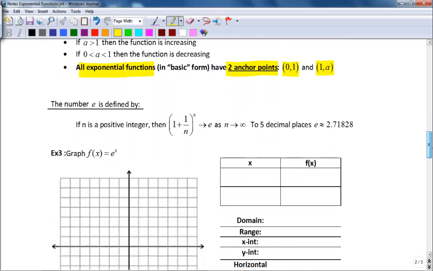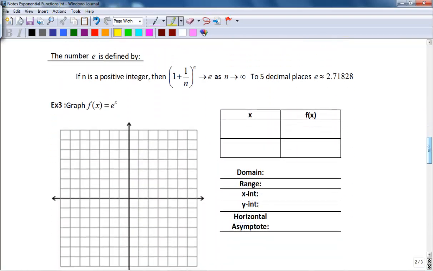The very next video is going to talk about the natural exponent function and then actually transforming these functions.